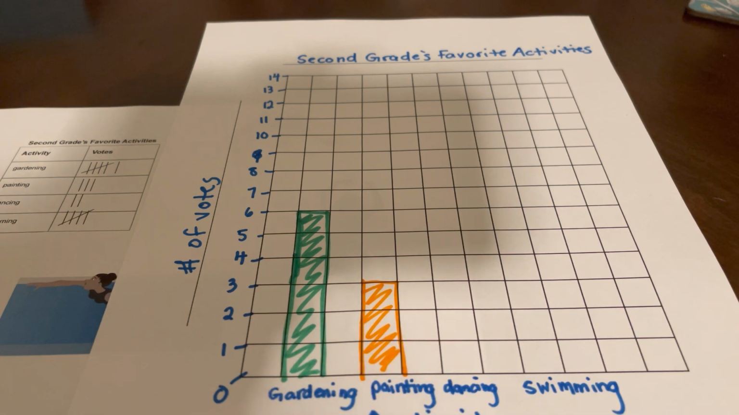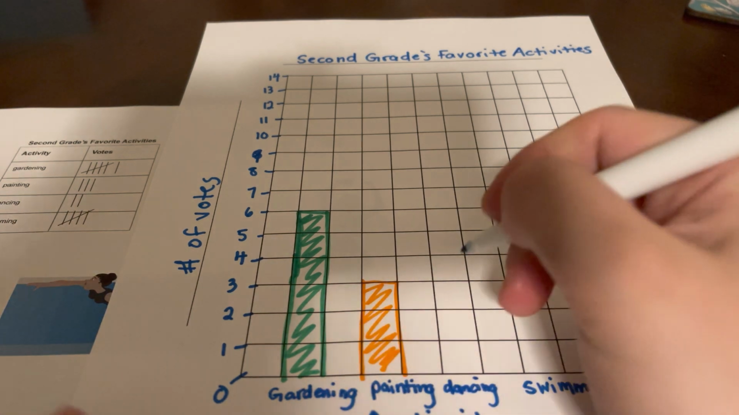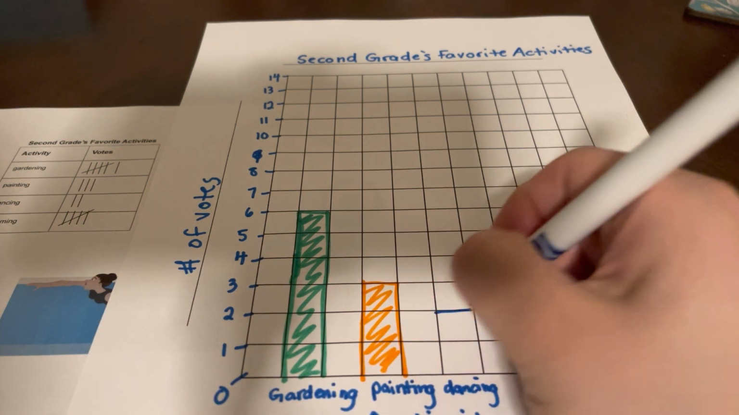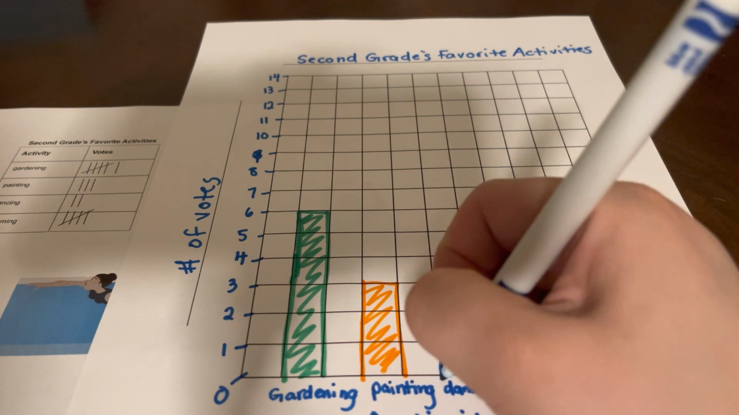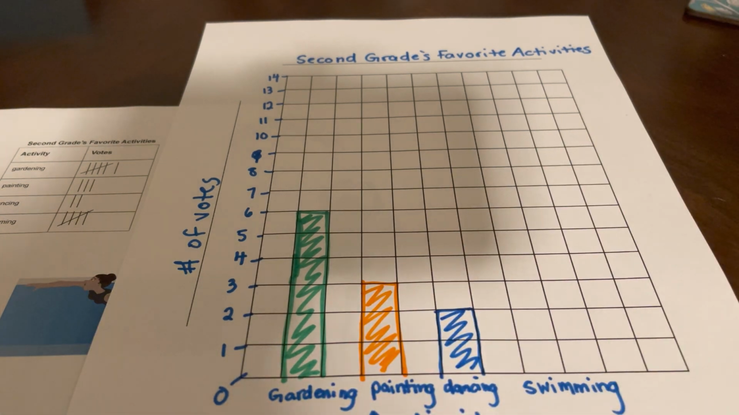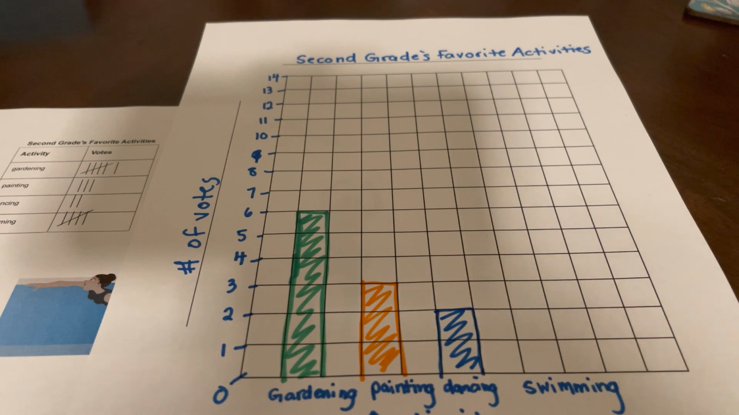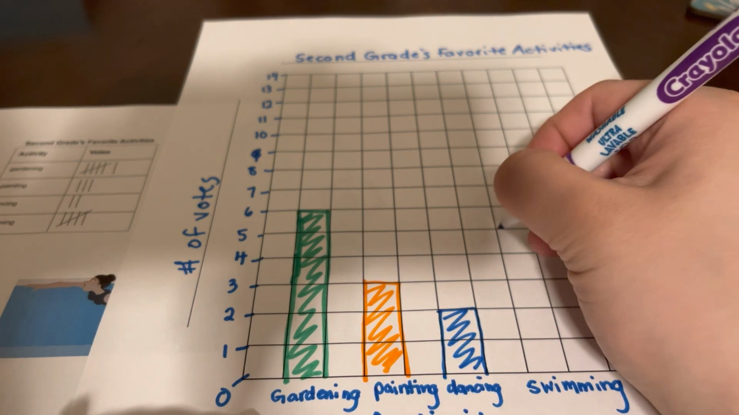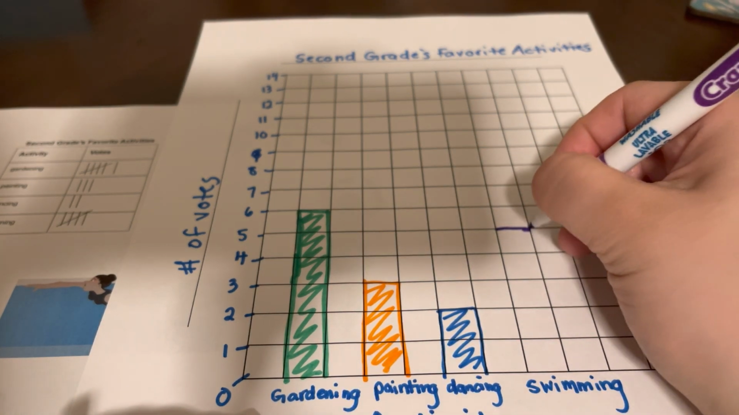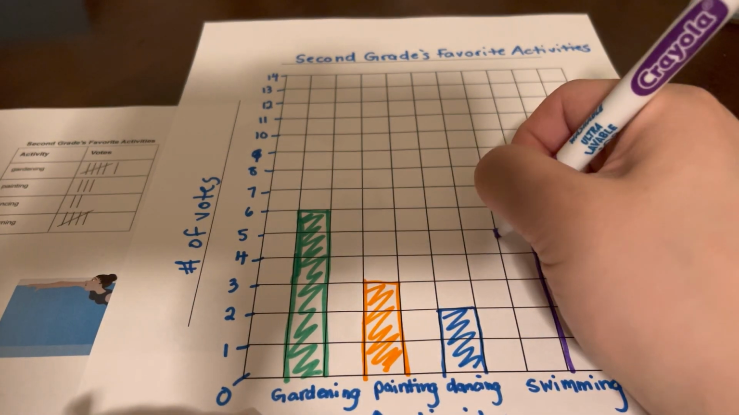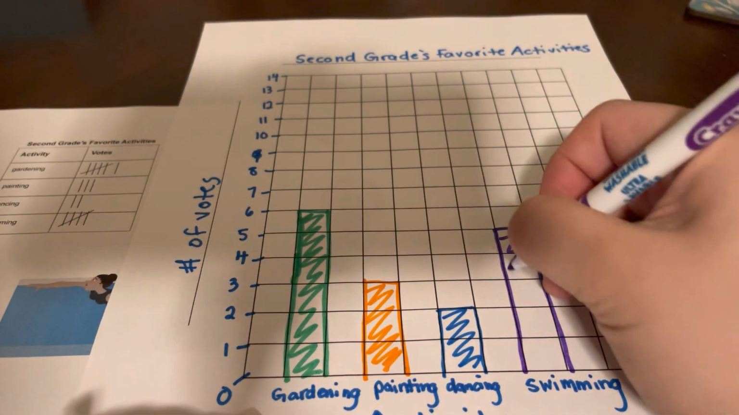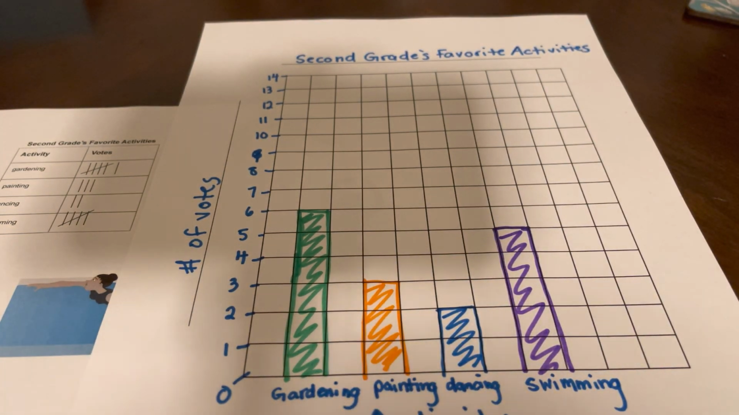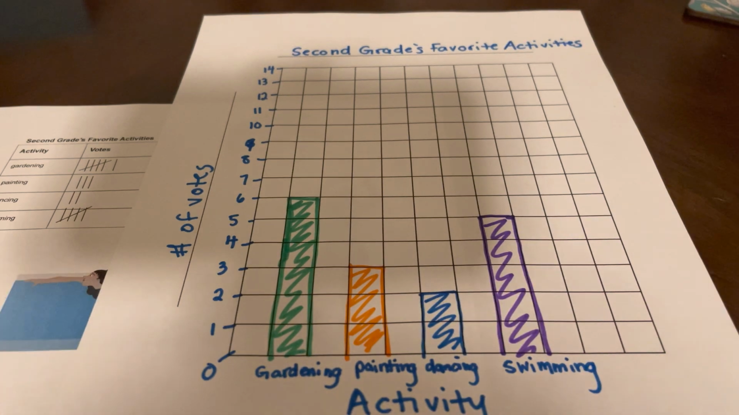Dancing only has 2 votes. So I'm going to make my bar go up to 2 and shade it in. And then swimming has 5 votes. So I'm going to grab purple, make sure I go up to 5. Right. And color in my bar. And then you're all set.